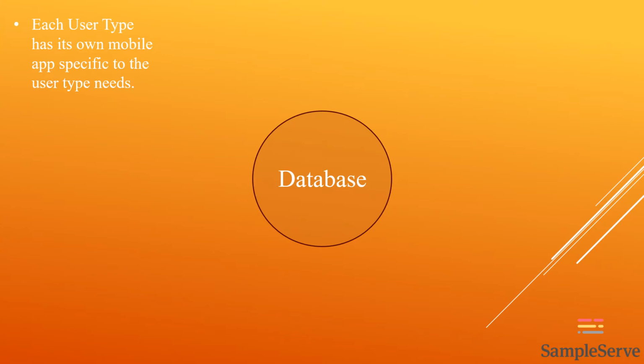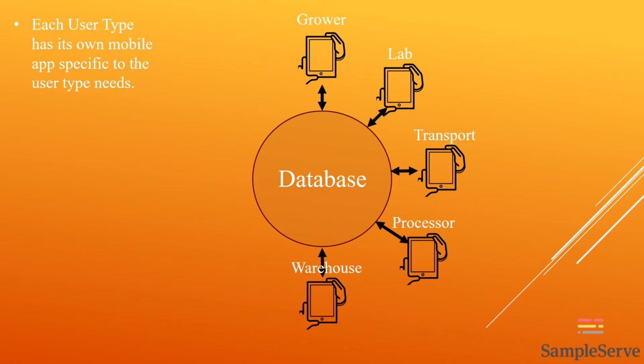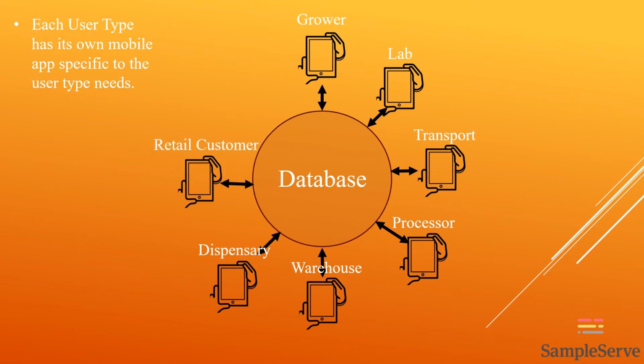The way the platform works is summarized as follows. The system consists of one central database. Each type of user has their own app specific to the needs of that particular user type. For instance, a grower has its own custom app specific to growers. Laboratories have their own app specific to their needs. Transportation companies have their own app. Processors have their own app, and warehouse users have their own app. Dispensaries have their own custom application to help with their unique inventory control needs. The retail customer has an application so they can track product origin and laboratory results if desired.